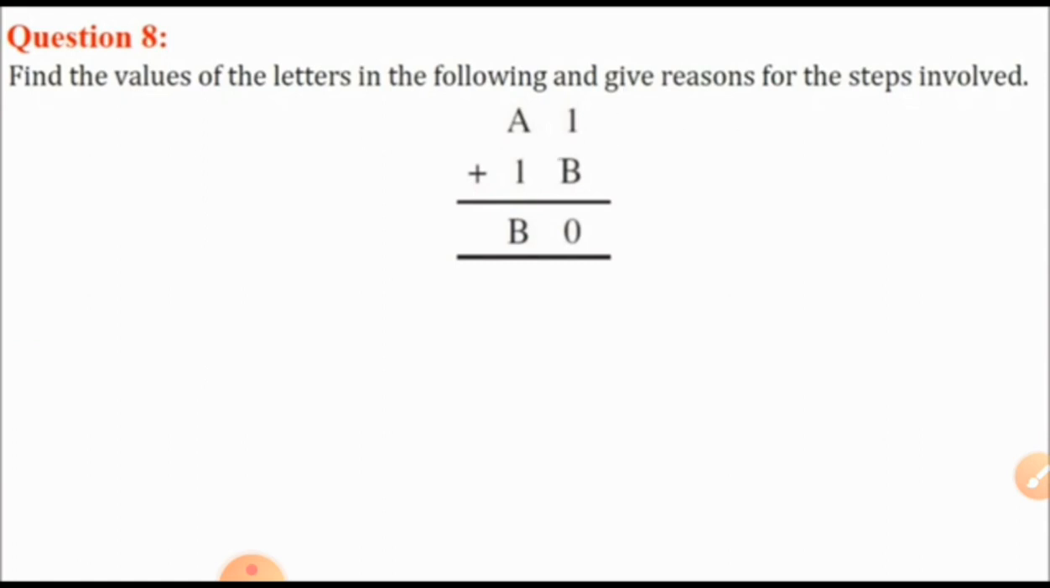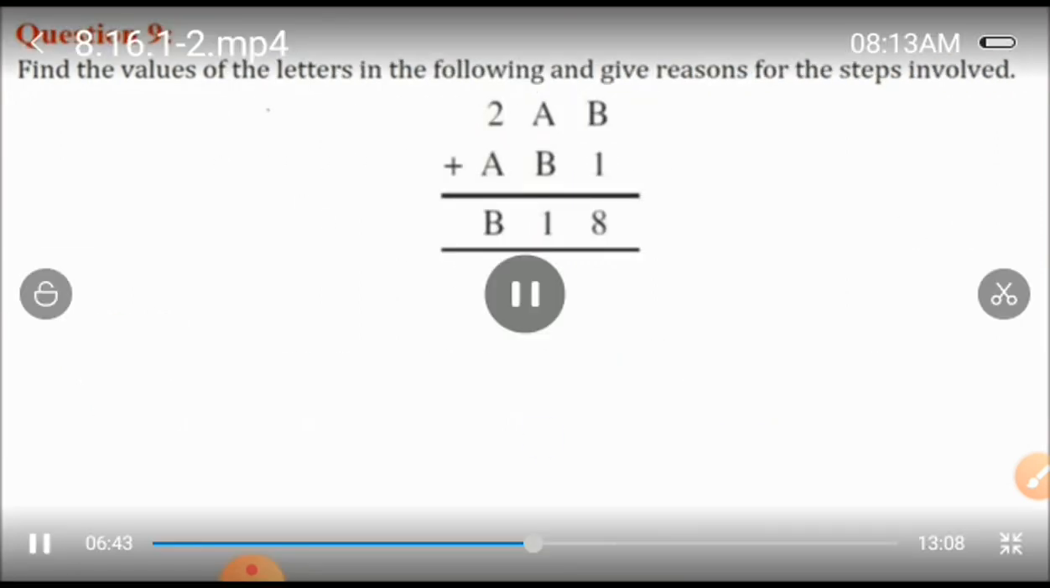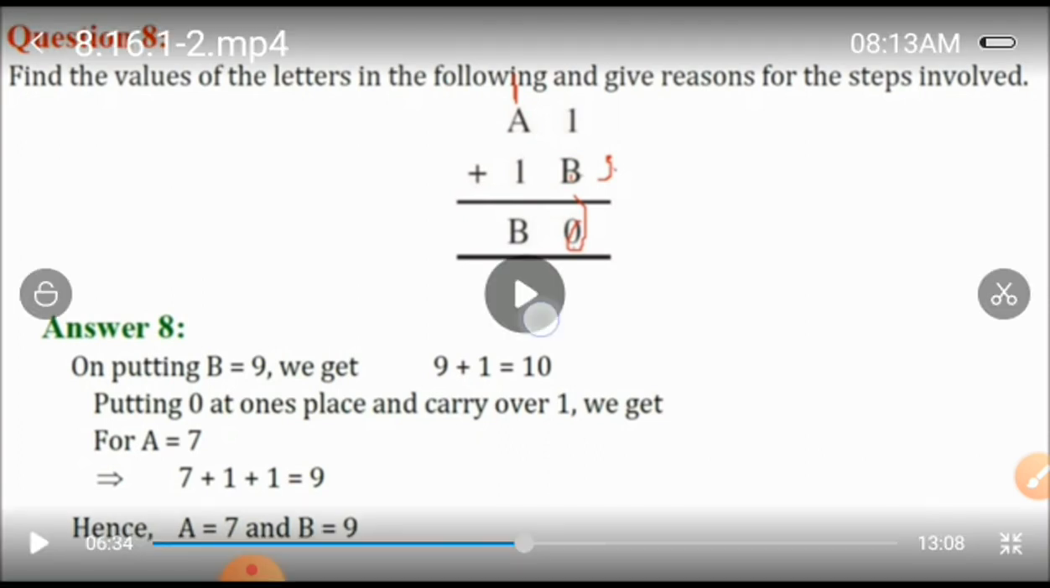Question number 8 on your screen. Find the value of the letters in the following and give reasons for the steps involved. A1 plus 1B gives B0. My dear student, one by one we can get it. B is equal to 9, then only it will become a 10. Putting 10, 1 will be the carryover. So now B is equal to 9. So what do I have to take here for A? Yes, my dear student, for A, if I take 7, 7 plus 1 plus 1 is 9. Isn't it? So A is equal to 7 and B is equal to 9 is my answer.